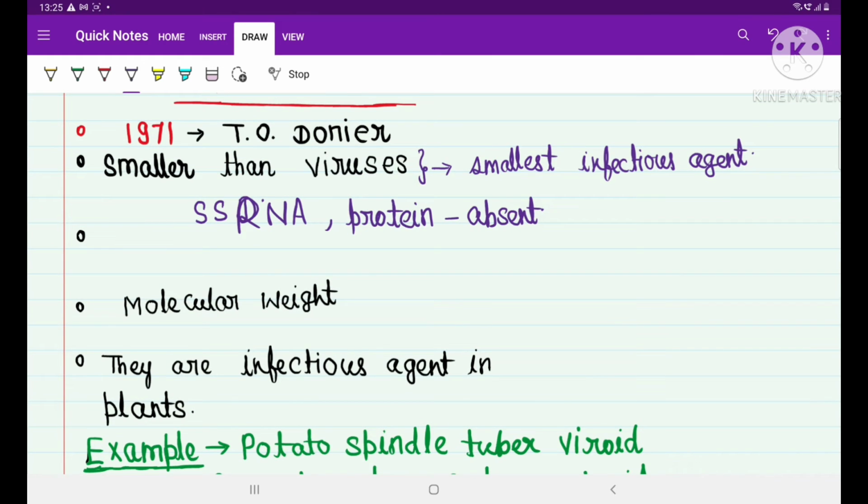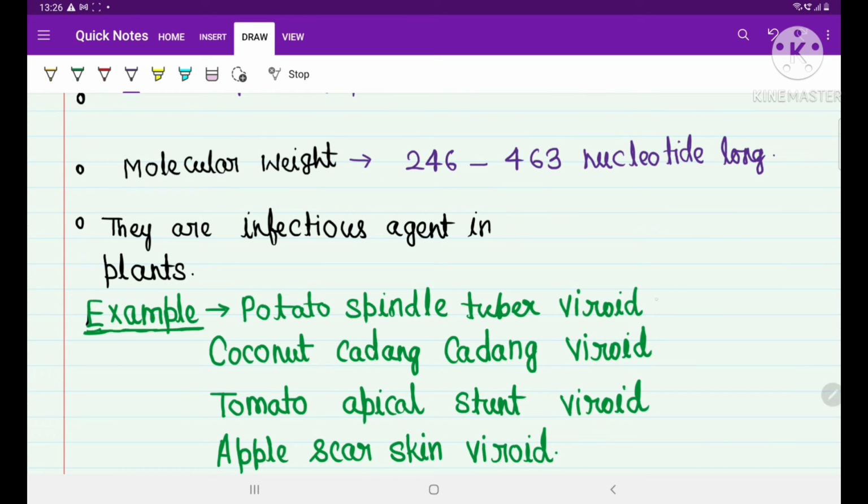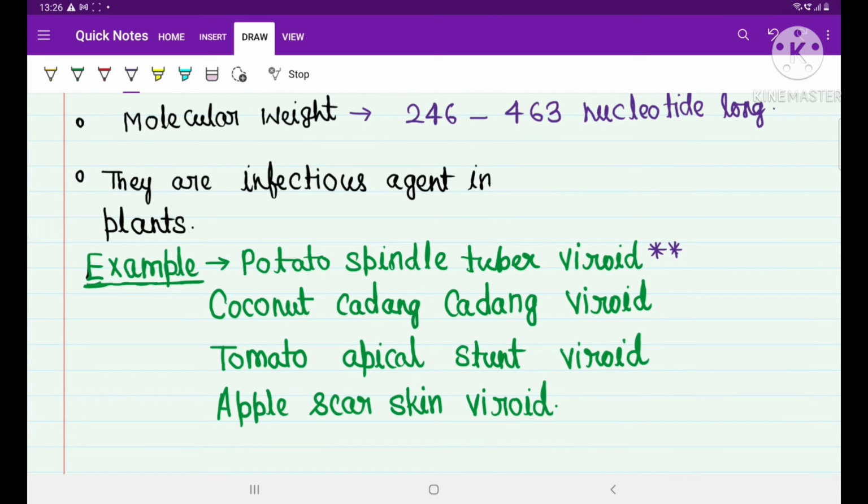Now if you observe the molecular weight, so far nearly 40 viroids have been discovered. All of these viroids infect plants, and when scientists studied them, they observed that generally they are 246 to 463 nucleotides long. They infect only plants. Examples are potato spindle tuber viroid, which is very important, coconut cadang-cadang viroid, tomato apical stunt viroid, apple scar skin viroid, and many more.